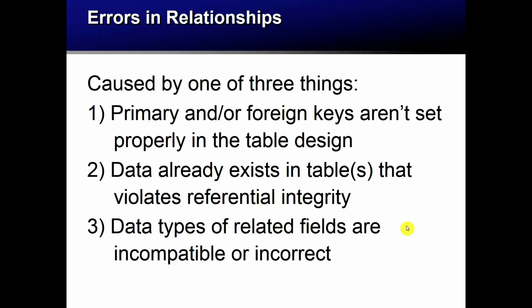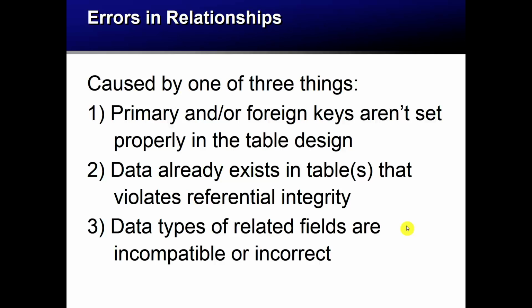Obviously, the primary keys you need to actually set in the table design as a primary key, so make sure that's done properly. Number two, if you've already entered data in the table, which, as I said just a minute ago, make sure you don't do that, you can run into a problem where the data violates what we call referential integrity. And so it doesn't allow you to actually display the relationships in the relationship window.